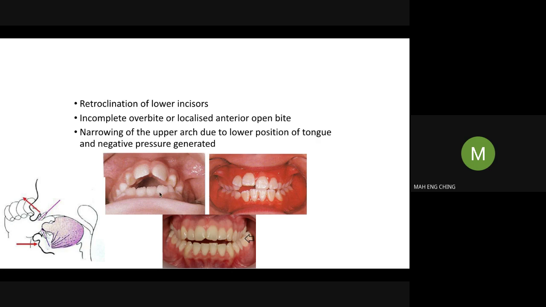So when they ask what the tongue sucking habit features are, you should be able to write this down: upper incisor proclined, lower incisor retroclined, anterior open bite, and then narrowing of the upper arch.